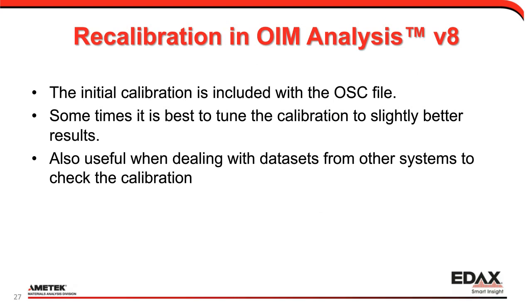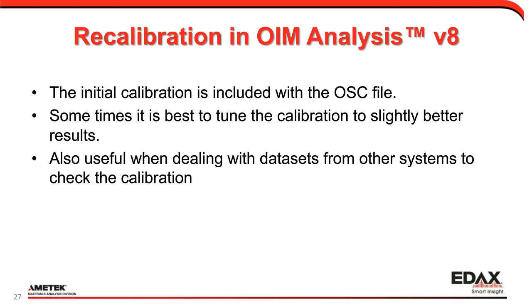The next step to always consider in these is going to be the recalibration inside of OIM Analysis. This is not something you always have to do with your data sets. I find it very useful for me because I'm often not dealing with my own data sets, and there are systems out in the field that have been used by different users. Essentially, the initial calibration is part of the OSC file, and we read that in, and we know where we are basically in geometry. The next thing though is that I can always better tune it to slightly get better results. It's also very, very useful when dealing with data sets from other systems, just to cross-check what's going on.